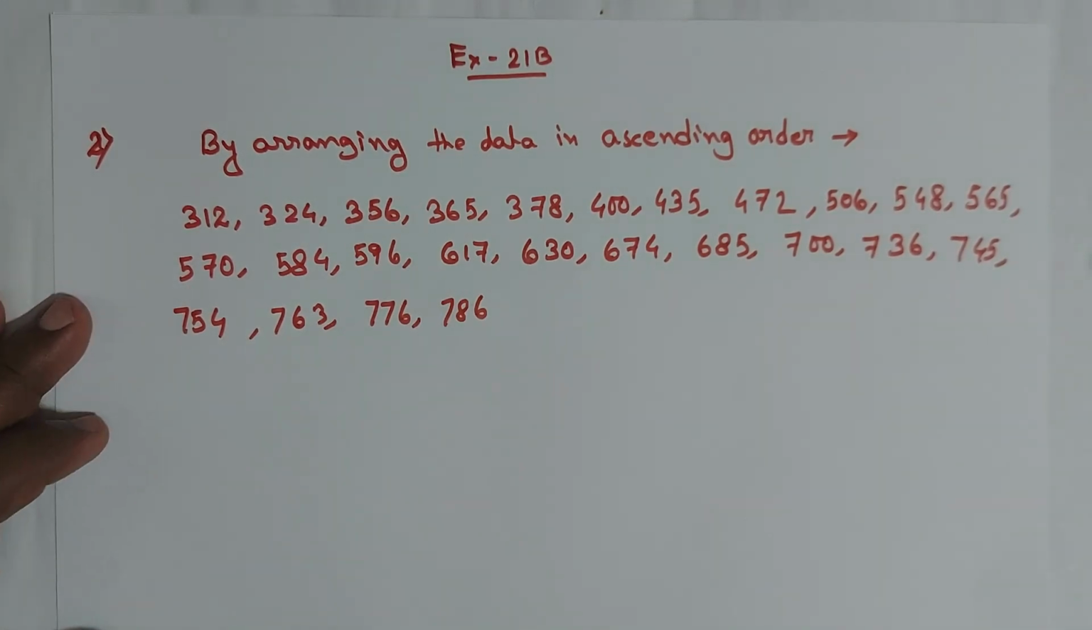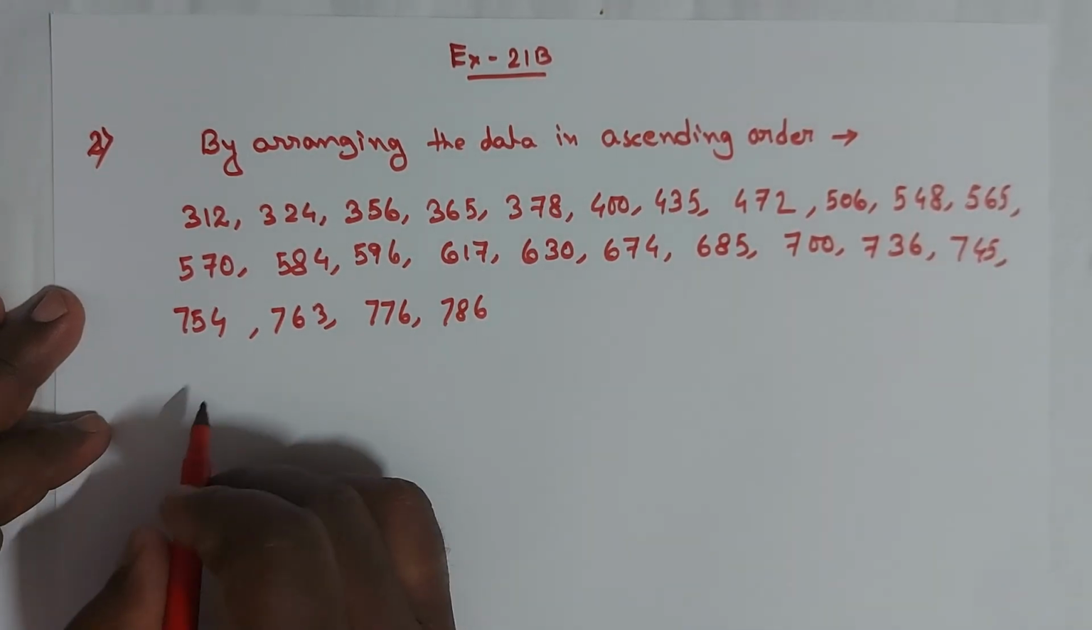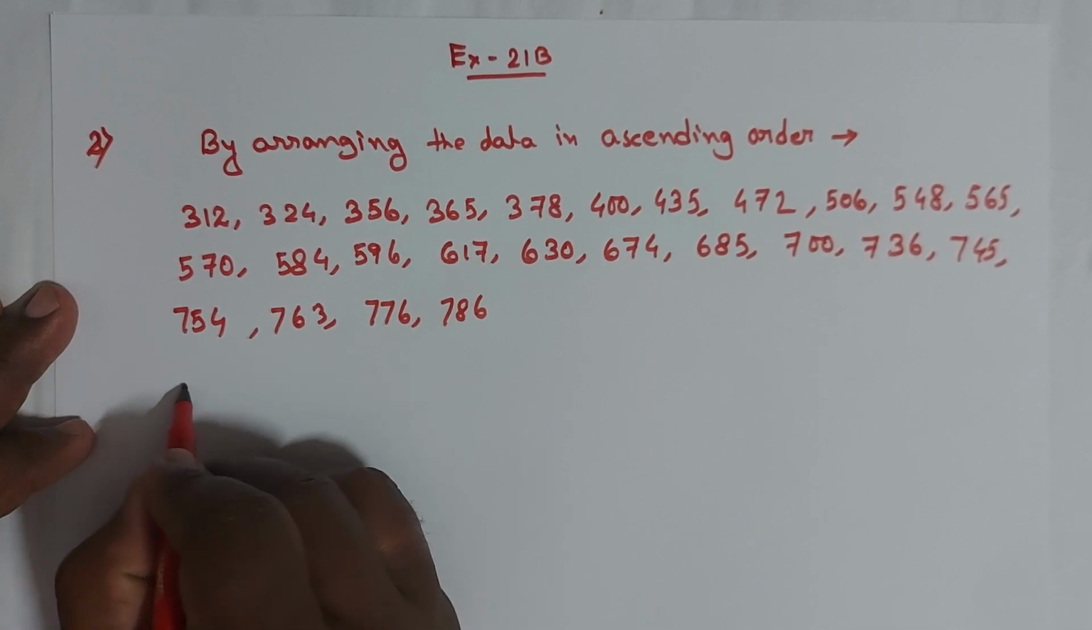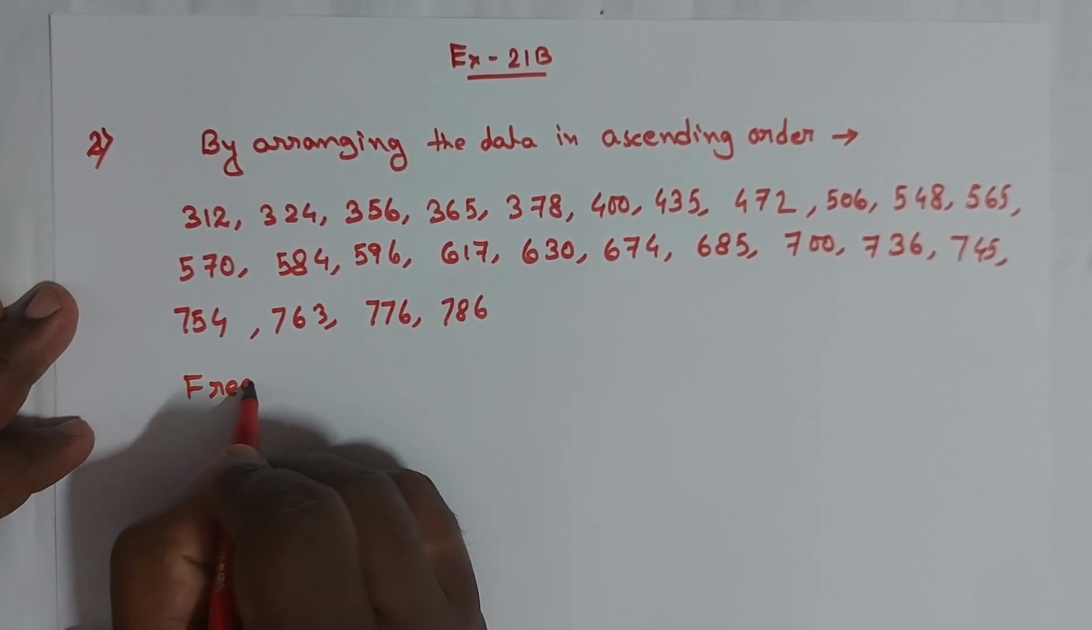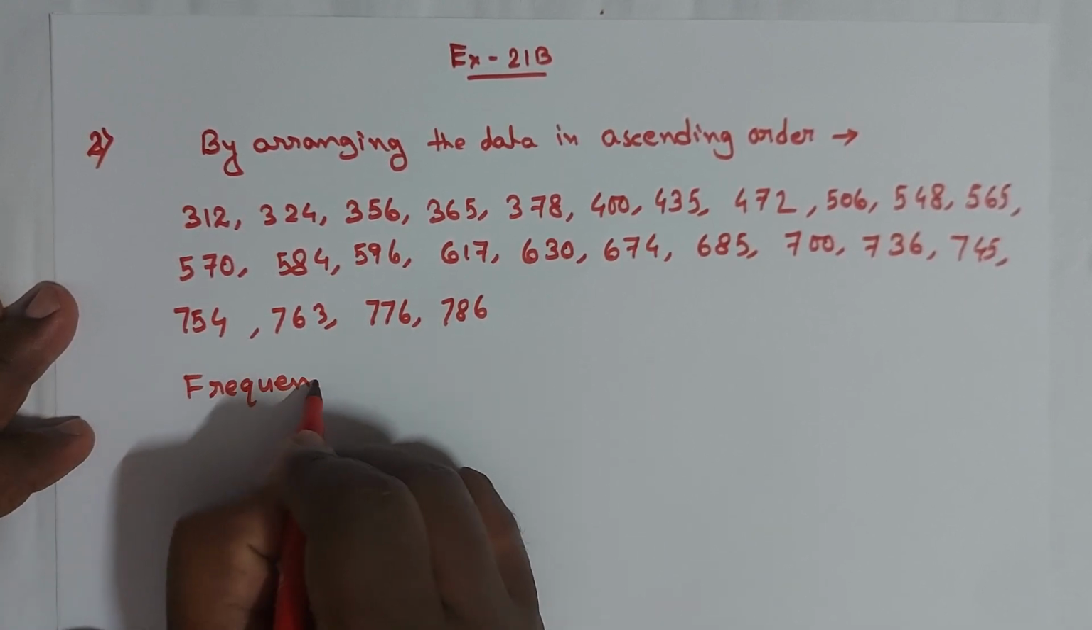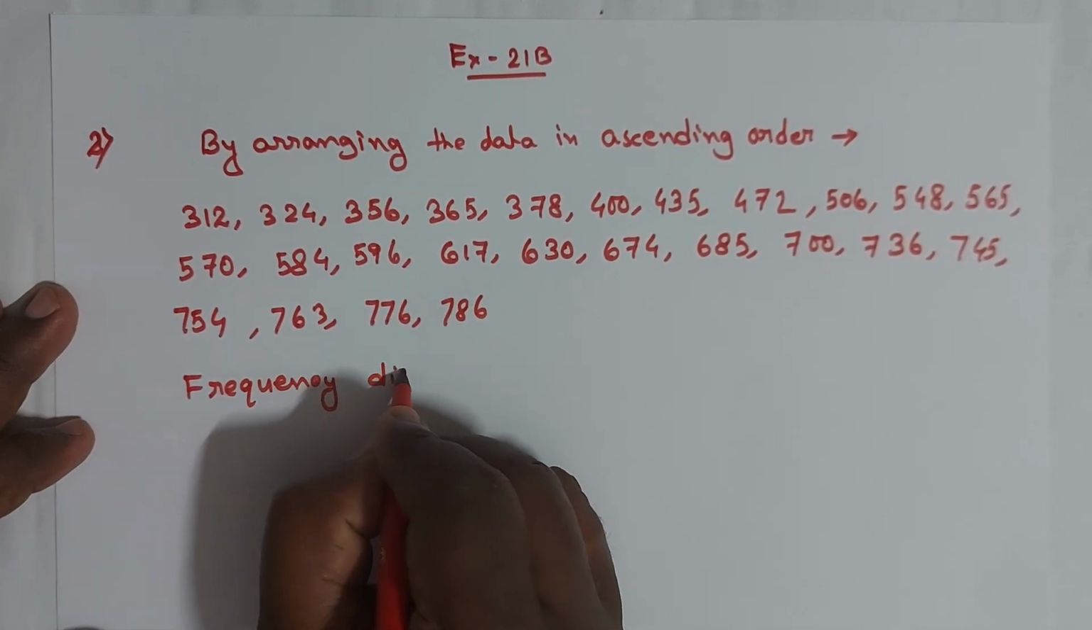Okay, now we will prepare the frequency distribution. Okay, in frequency distribution 3 columns will be there. So this is frequency distribution table.